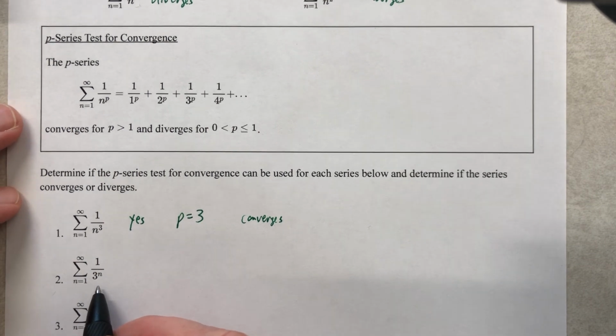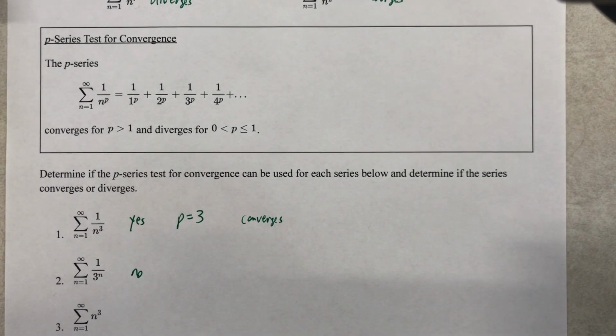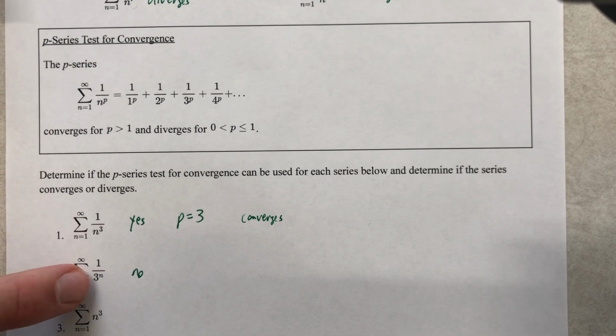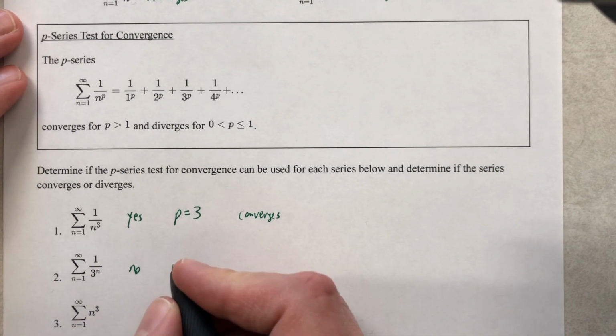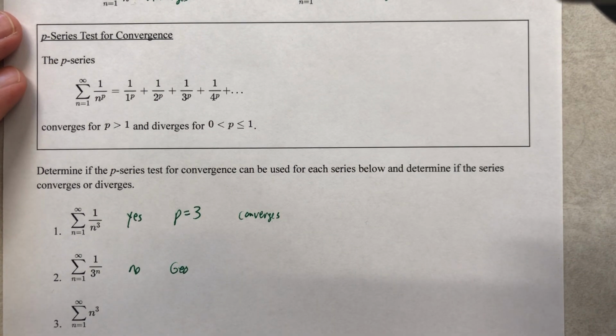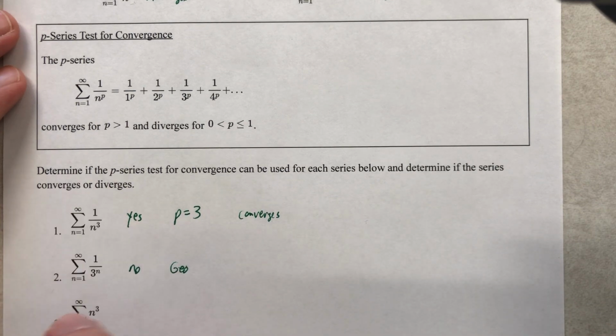Is this a P series? No, it's not. Now, it looks like it a little bit, but keep in mind where your n is. Here, the n is the denominator raised to a power. Here is a number raised to the n power. That's different. It's a very different structure. This one actually is geometric. They didn't ask, but it's geometric. And I do want to determine if the series converges or diverges.